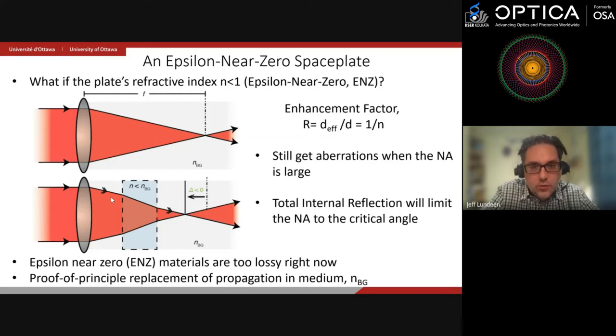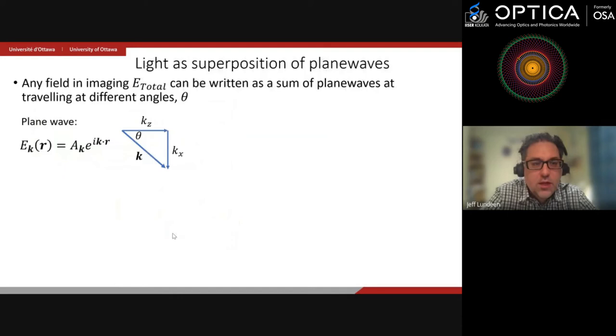They might be in the future as optics, and they're sort of still a research program, let me put it that way. But later on, I'm going to show you a proof of principle replacement of a medium using a lower index material, just to show that it works. Okay, so let's think about more general solutions.